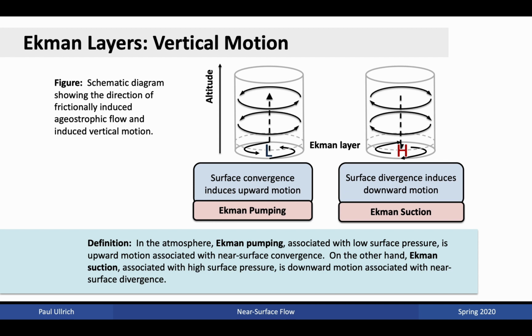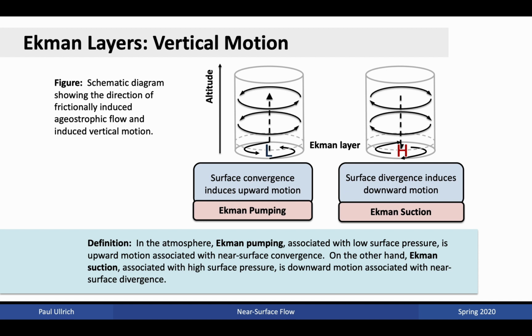There are particular terms given to the rising and sinking motion induced by these local variations in near surface pressure. In the case of a convergent motion driven by a low, this is what's known as Ekman pumping. That is, the near surface layer is pushing air to higher altitudes, or pumping it up. Whereas in the high, we have what is known as Ekman suction. That is, this local high is sucking air down from above.